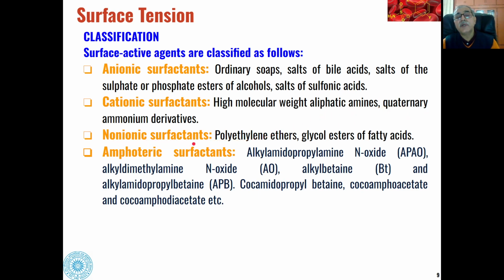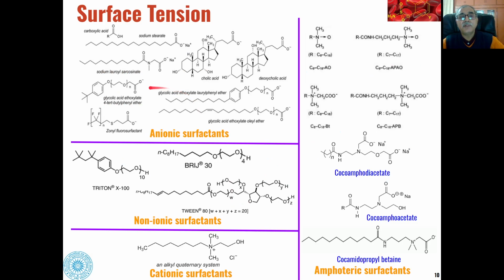Then non-ionic surfactants are generally polyethylene ethers and glycol esters of fatty acids. And amphoteric surfactants are alkyl amidopropylamine N-oxides, alkyl dimethylamine N-oxides, alkyl betaines, and alkyl amidopropyl betaines. All these types of surfactants are called amphoteric surfactants, and we will see their examples one by one.